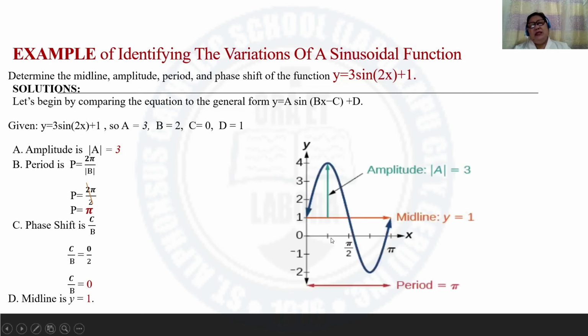And the graph is like this. So the amplitude is equivalent to 3 units here. 1, 2, 3 here. So when you measure here, it's also 3. So this will give us the midline y equals 1. And the period from here to here is pi.